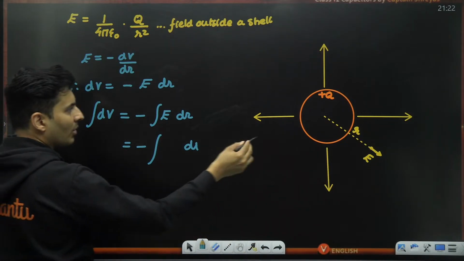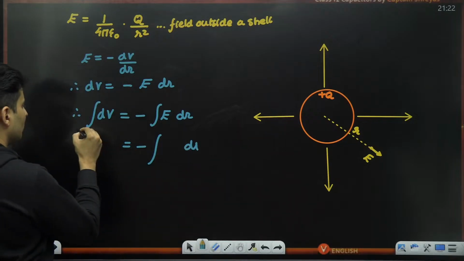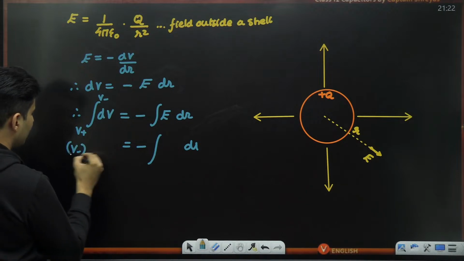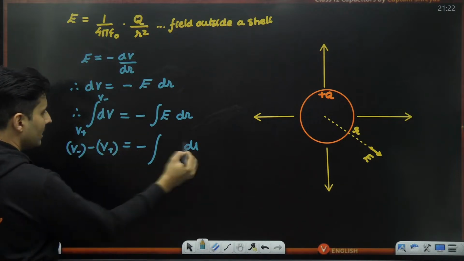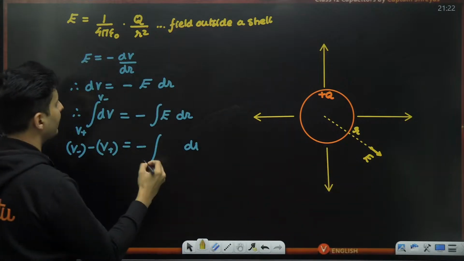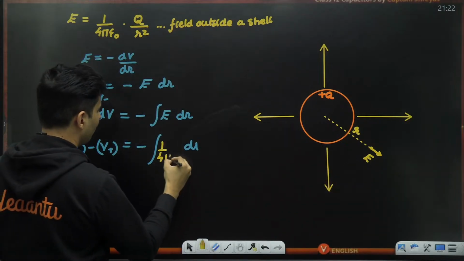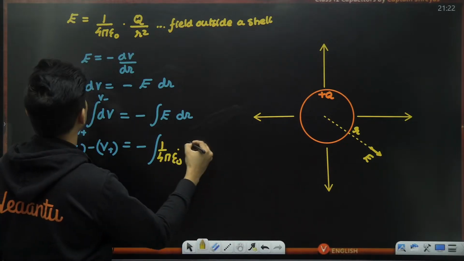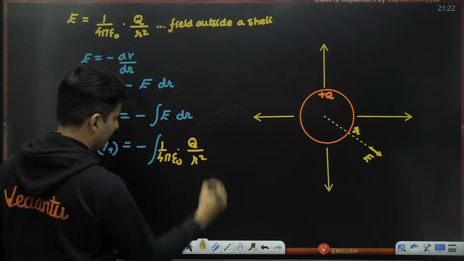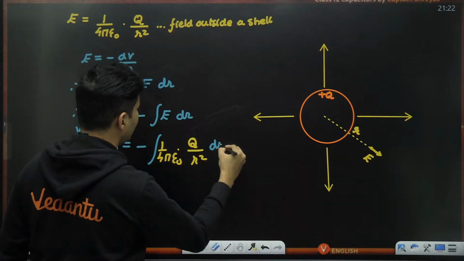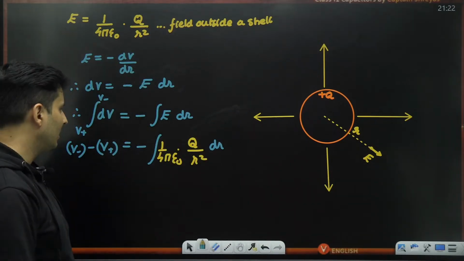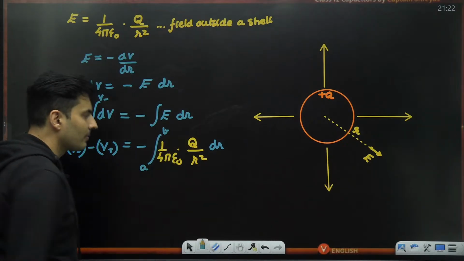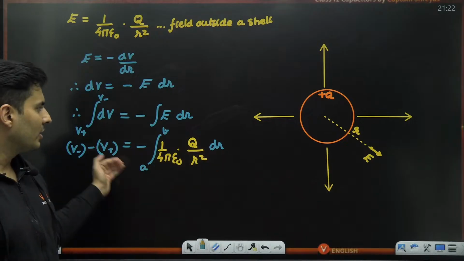Okay, so we are going from high to low. So let's say this is V plus to V minus. So it will be V minus minus V plus, and this electric field from here, which is 1 by 4 pi epsilon naught, and what is this? Q divided by R square, and this is basically dr. So integrated with proper limits, you are starting from radius A to radius B. Yeah, so radius A to radius B.